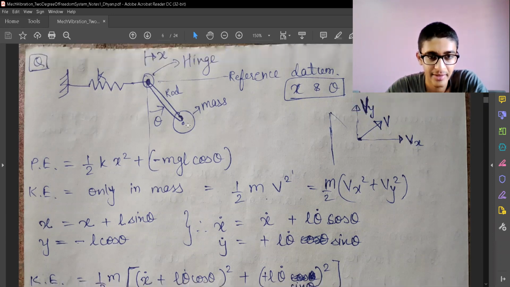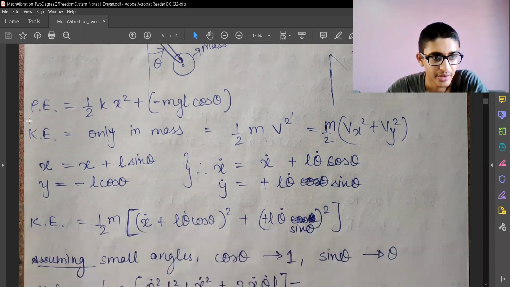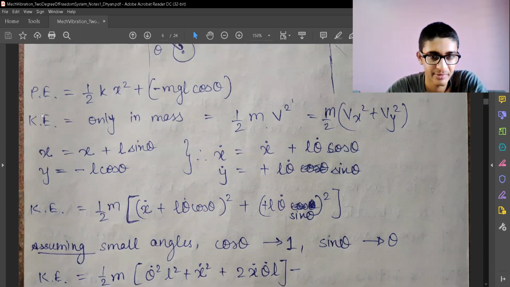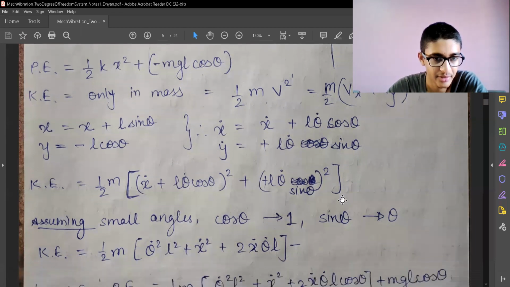And the mass has net velocity v, which is cut down into two components, vx and vy. So I can write the equation for potential energy. I have written the equation for kinetic energy, which is only for the mass, that is half m v square, vx square plus vy square. Then I have converted the x and y in terms of x and theta, and I have written again the kinetic energy in terms of x dot and theta dot.